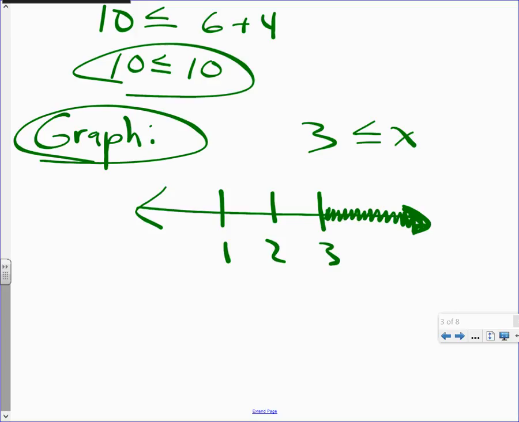And x can actually be 3, so I'm going to shade 3 too. I'm going to put a closed dot on 3. So this means x can be any number that's 3 or bigger. And I shade all the bigger numbers. So there's your graph. Go ahead and copy that down.